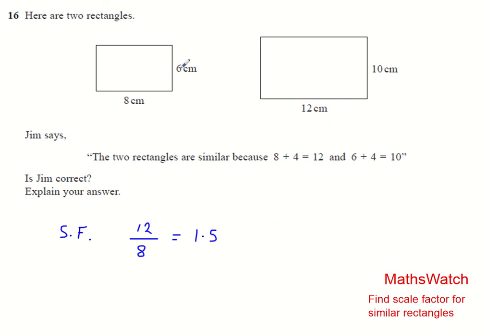That means that each of these sides should be 1.5 times the original distance. If you apply that to the other side of 6, 6 lots of 1.5 is 9. Which means that if this 10 centimetres was 9 centimetres instead, then it would have been similar. But since it's 10, it is not. So no, this is not a similarity situation because he's added 4 instead of multiplying the two numbers.